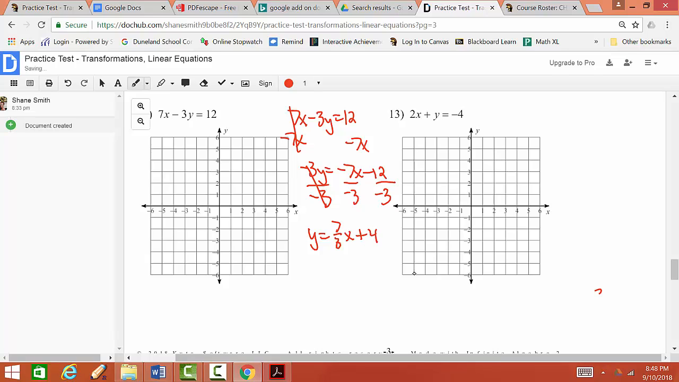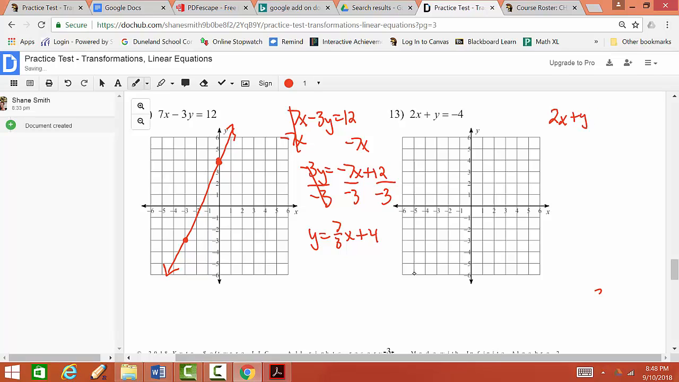Now we can graph it. Plus 4, because that's our y-intercept. And then we go up 7, which would be too high. So we actually have to go down 7. 1, 2, 3, 4, 5, 6, 7. Left 3, because we already went down. 1, 2, 3. And try to make this as straight as possible. That's our line.